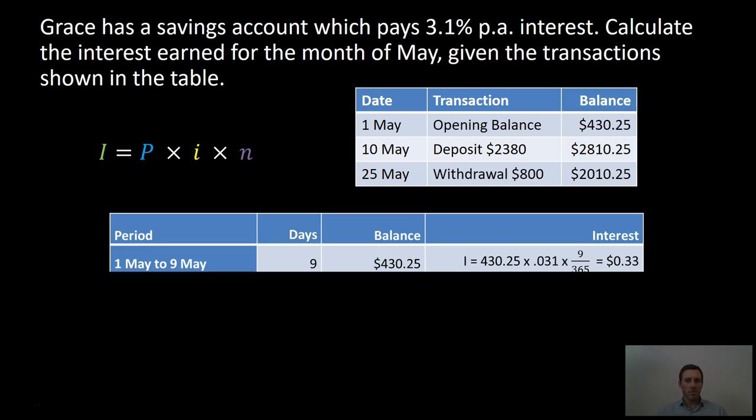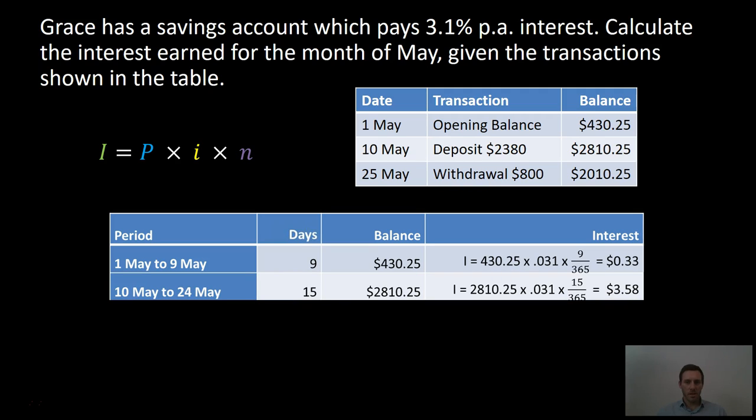To calculate the interest, we use the simple interest formula. P is the balance, I is the interest rate as a decimal, and N is the fraction of the year, i.e. the number of days. The interest is usually pretty small. The first one is 33 cents here.